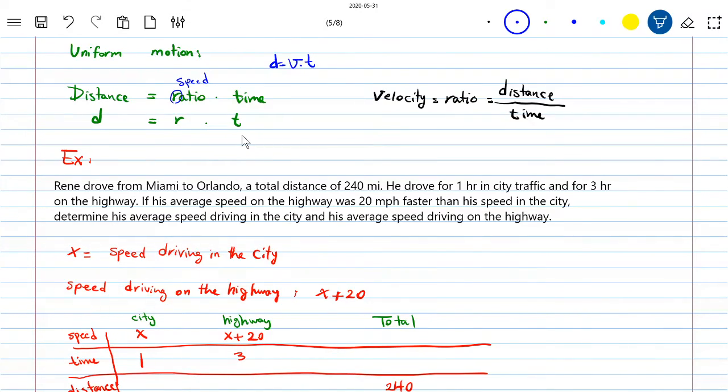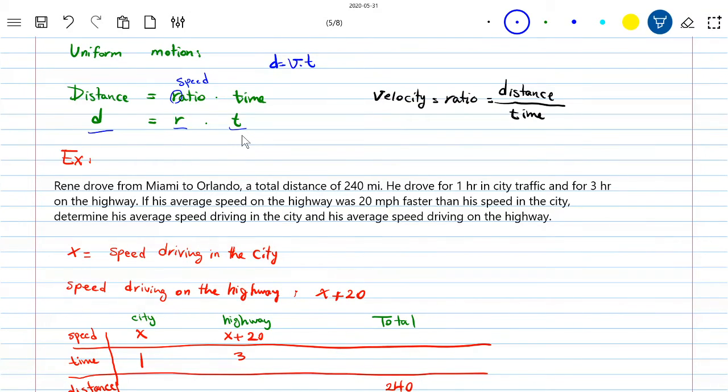So you can look at it the other way as well. Velocity, or the ratio, is distance divided by time. You'll say I drove 100 miles in 1 hour. So 100 miles divided by 1 hour. That will give you the speed. 100 miles per hour, 60 miles per hour. That's how you calculate. So the distance basically is your speed times the time that it took you to travel.